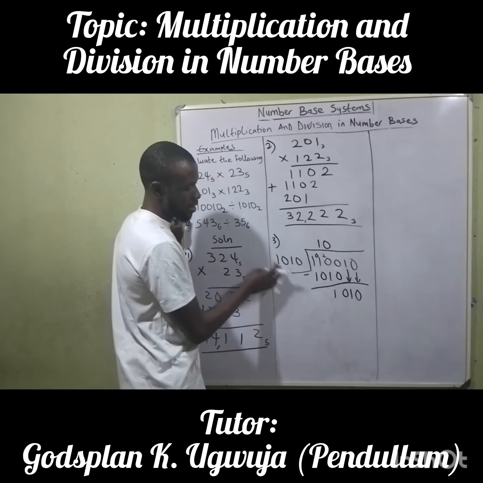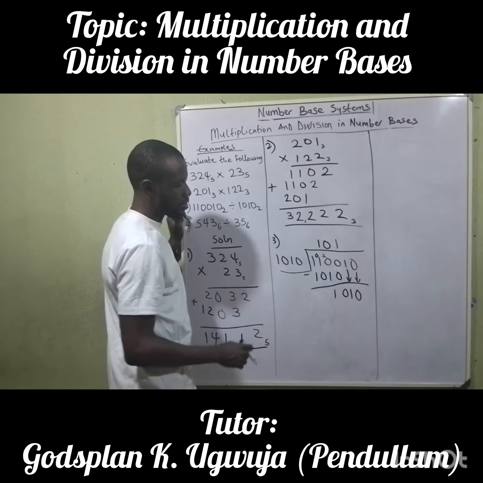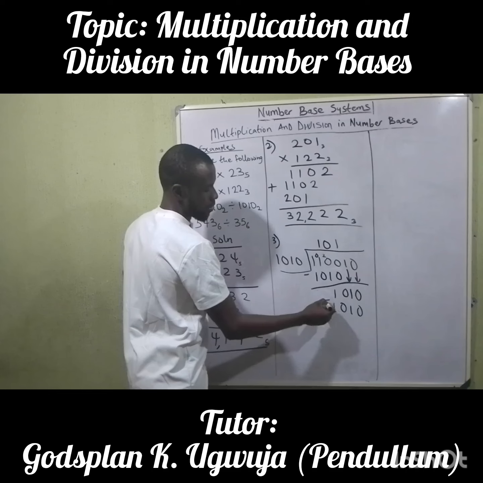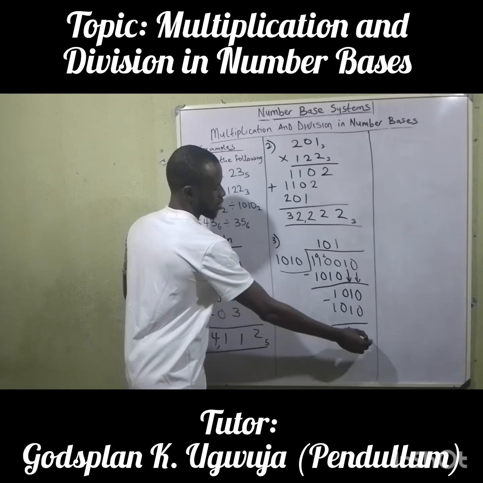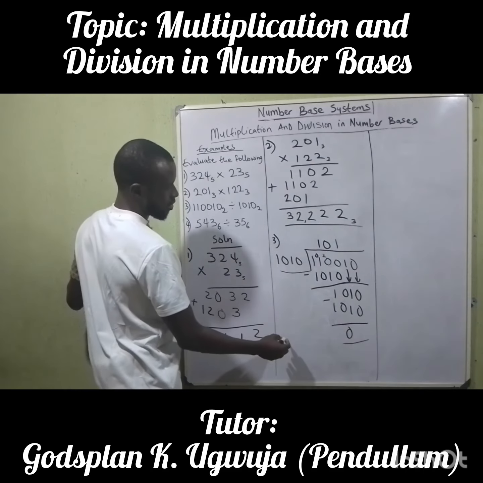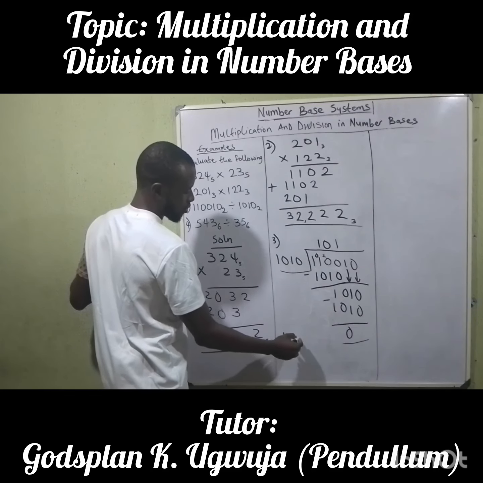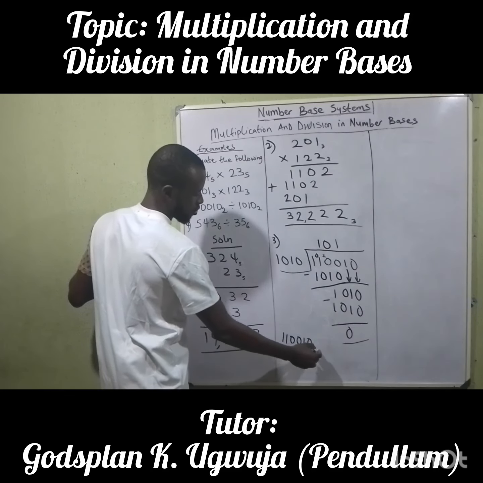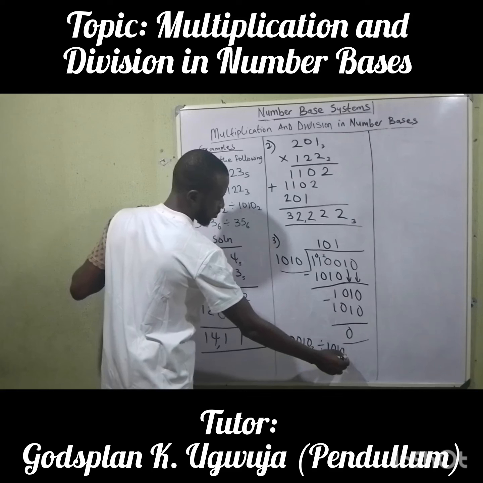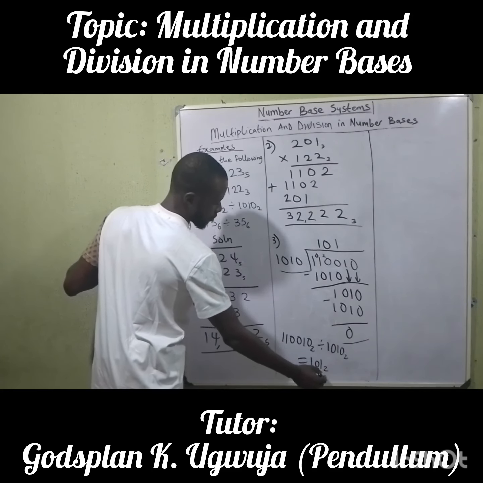And then 1010 into 1010 is 1. It will go once. 1 times 1010, 1010. By the time you subtract here, this will give you 0. Okay, so the answer here is 11010 base 2 divided by 1010 base 2. The answer is 101 base 2.